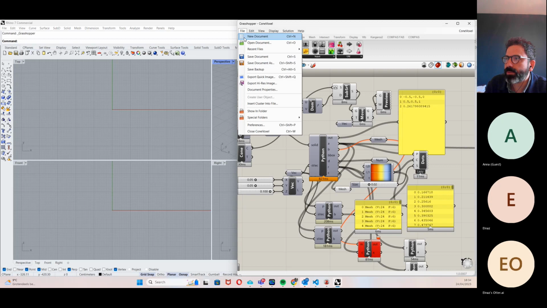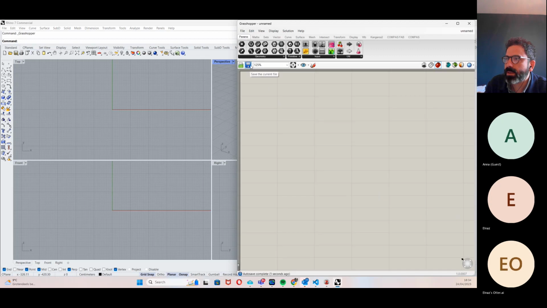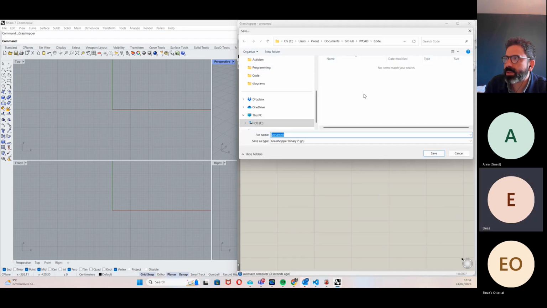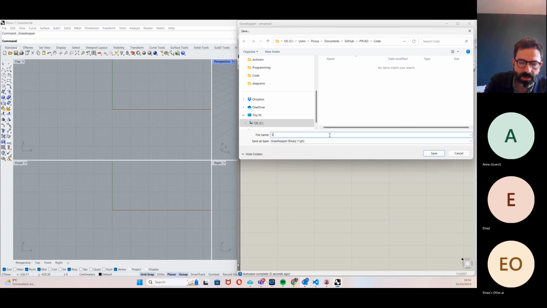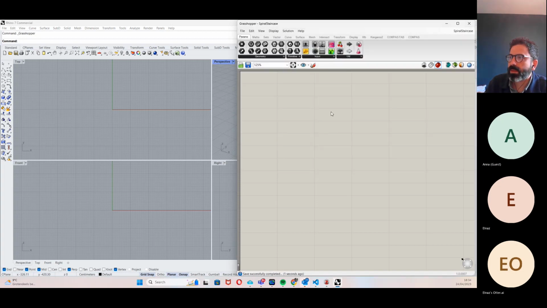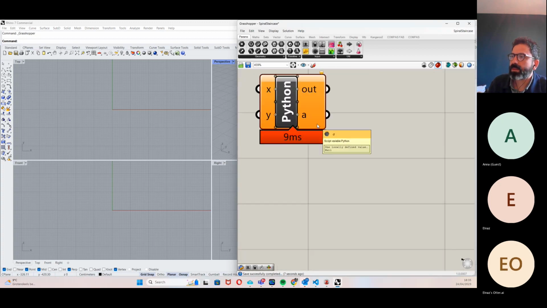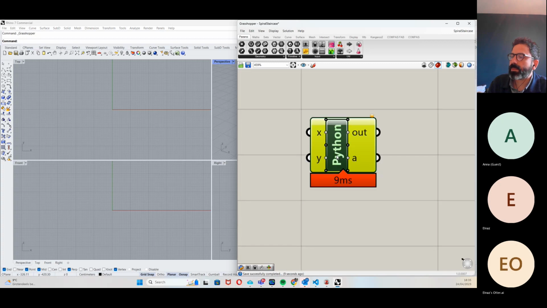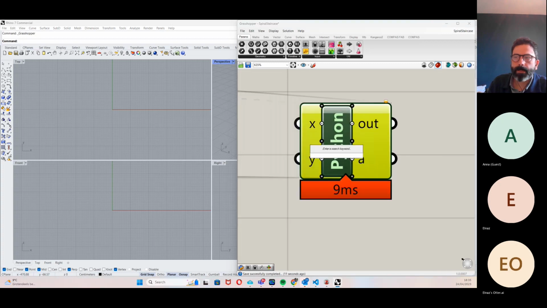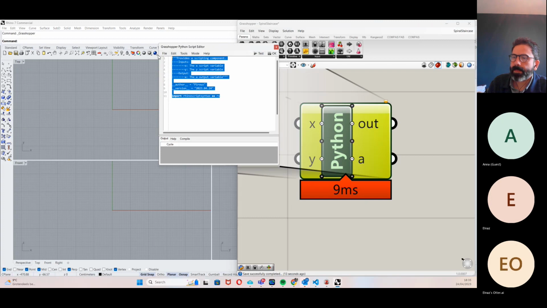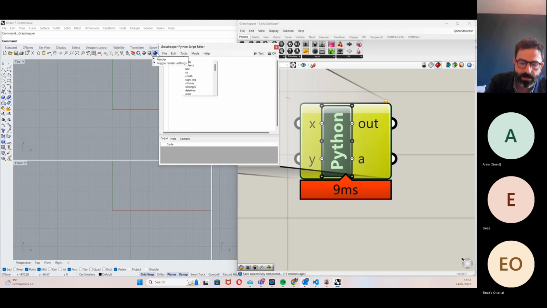So let me open a new file and save it in the repository. Spiral staircase. Okay. Python. Okay. Import Rhino.